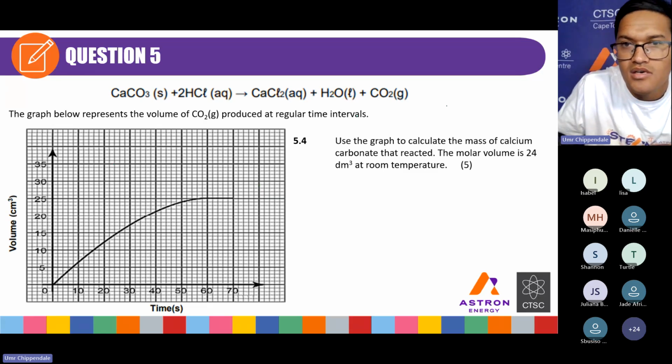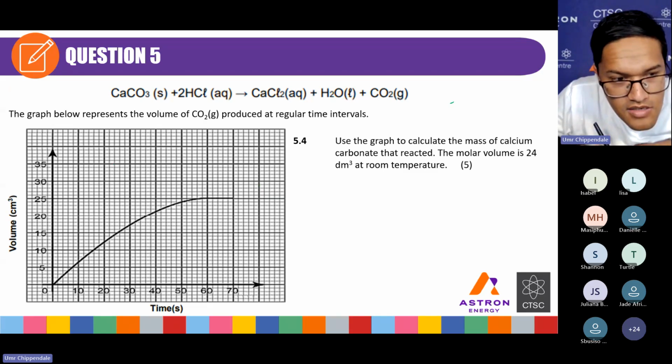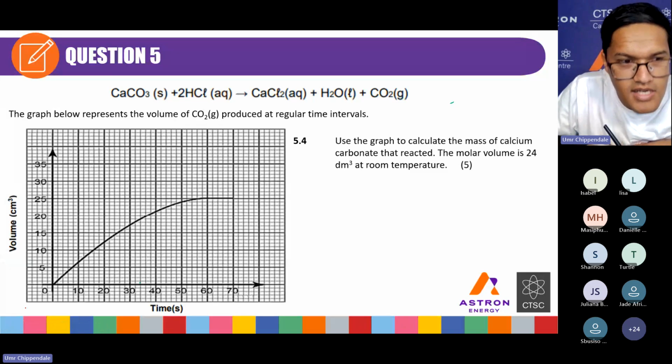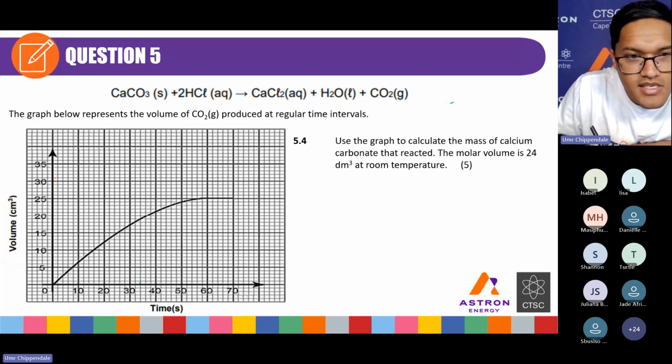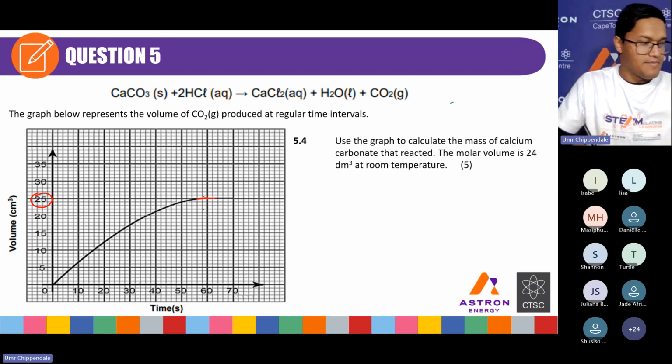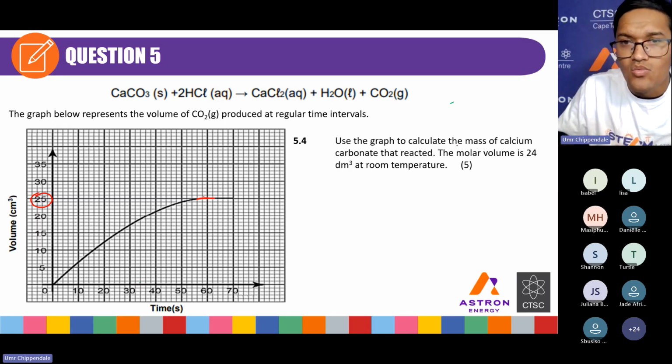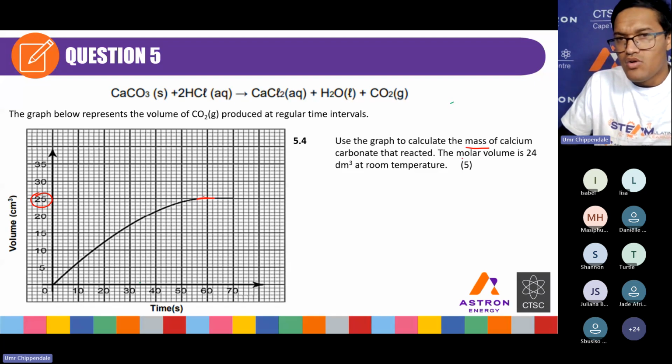Where's my marker? Let's change this color. It's difficult to see this marker. Okay, let's just go with red. So here we see, as we saw in the previous slide as well, at 25. That's when this was done, right? So this was when it was used up. So they want us to calculate the mass of the calcium carbonate that reacted. And we were given the molar volume.